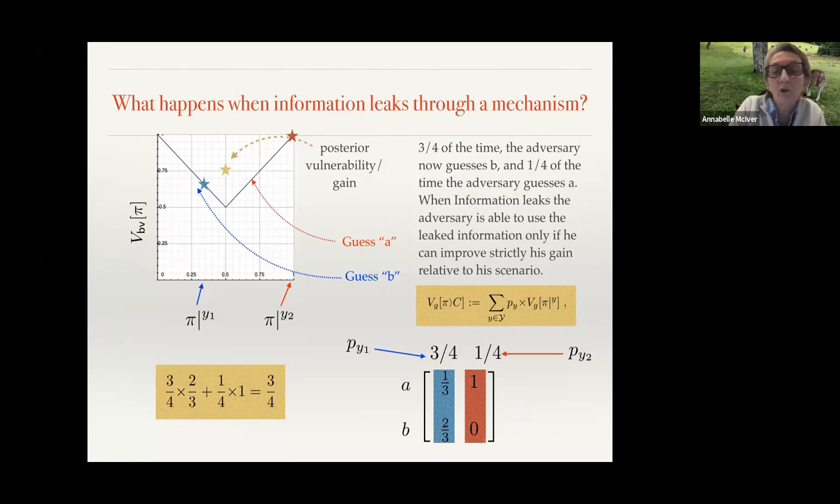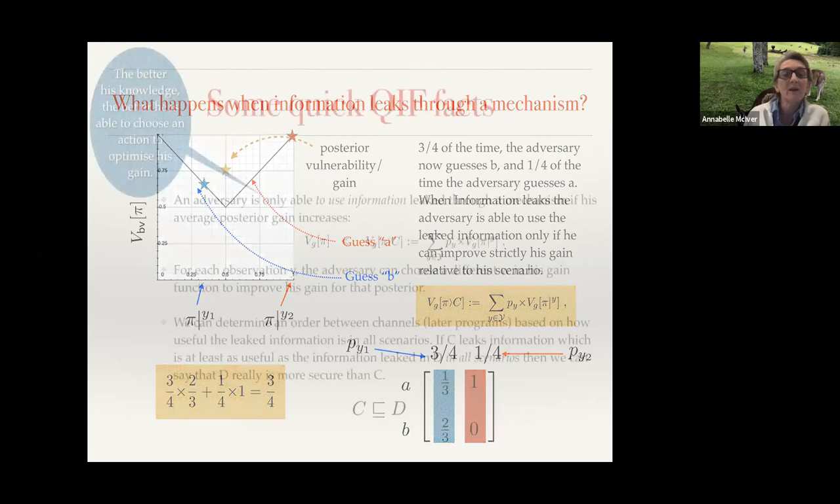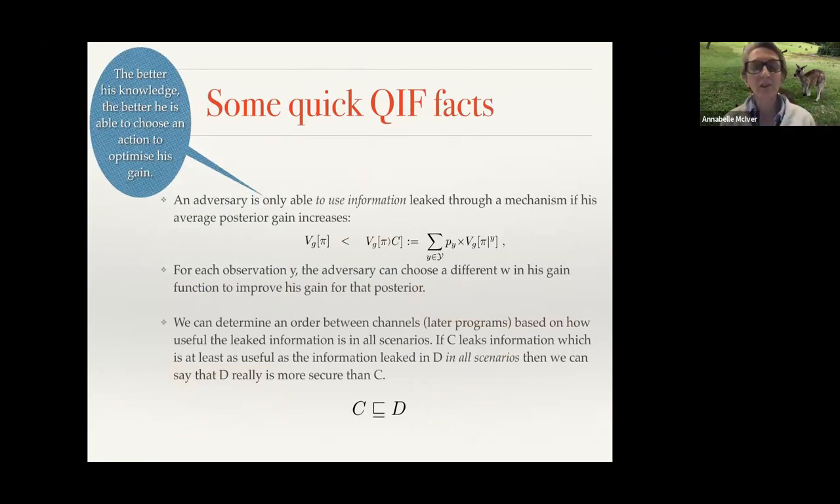Because that has gone up, it means that in this particular scenario, the adversary has actually been able to use the information leaked to change his action to better his gain. So this has been an actual useful leak for this particular adversary. That was very quick, but to sum up how we use this in a quantitative information flow analysis, we compare the prior vulnerability to the posterior vulnerability. If the posterior vulnerability is strictly greater, then we can say that the adversary has usefully changed his actions to better match the value of the secret after the information has leaked, because he's been able to choose something different given his observations.